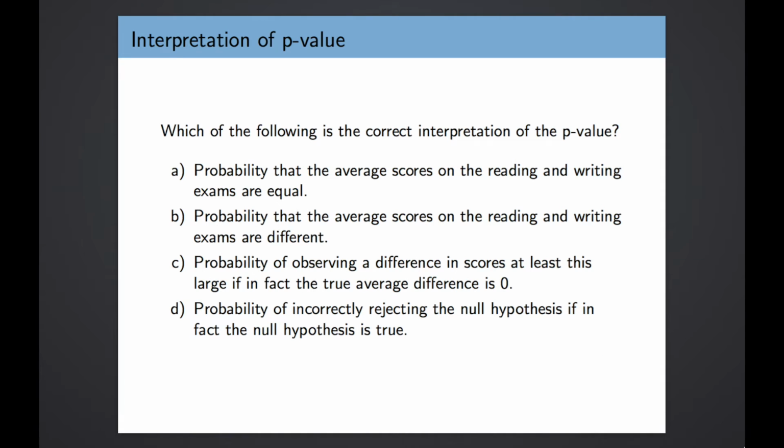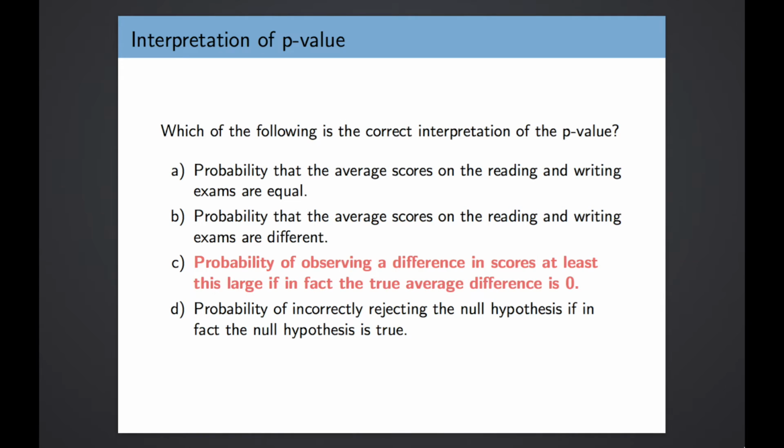So here's a good opportunity to test yourself and see if you remember what a p-value actually means. Take a look through these options and see if you can remember which is the correct interpretation of a p-value. And the answer is that a p-value in this case is the probability of observing a difference in scores at least this large if in fact the null hypothesis is true. The average difference really is 0.